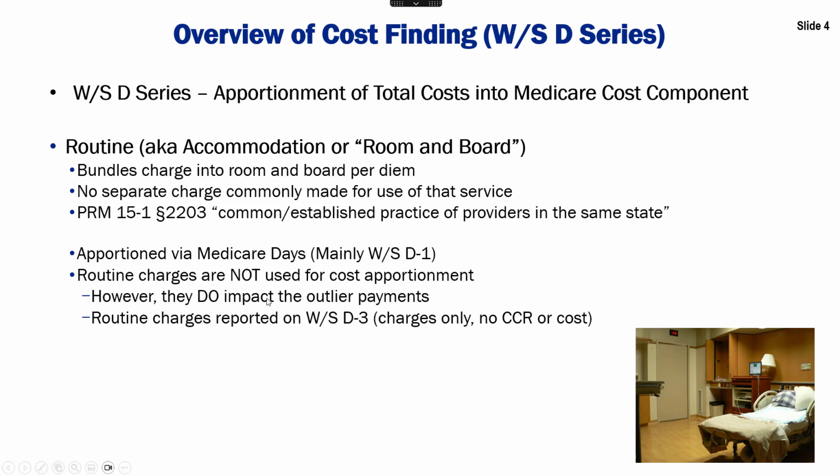Now, I want to stress here that routine charges are not actually used for routine cost apportionment, but that doesn't mean we don't pay any attention whatsoever to routine charges. They do still get reported on the cost report because they do get factored into the outlier cost to charge ratio and they impact the outlier payments. So the charges are reported there on worksheet D-3, as we'll see later on, but it's just the charge. There's not been a cost to charge ratio established, and there's no cost apportioned on that worksheet. It's just charges, and the outlier calculation is a separate discussion altogether.